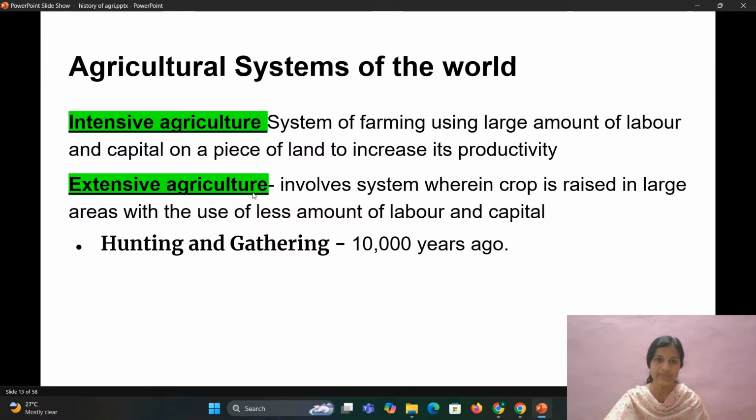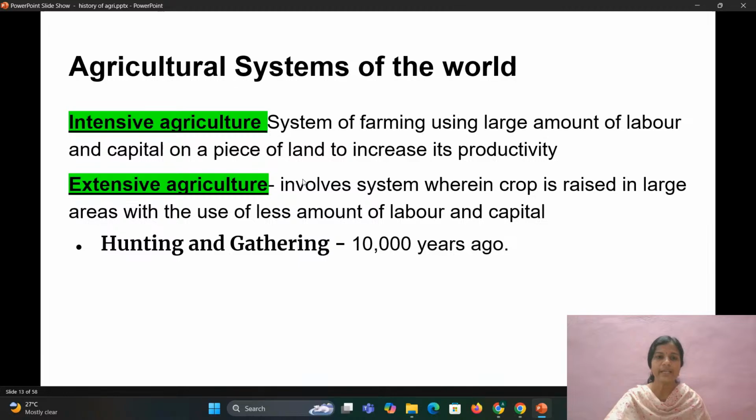Whereas in extensive agriculture, the crop is raised in large areas and individual plant-to-plant attention is not given. Generally, we can say that field crops, the crops that are dealt in agronomy, are cultivated in extensive agriculture, whereas horticultural crops, that is vegetables and fruits, are mainly cultivated as intensive agriculture. That is the major difference. But there are exceptions. But generally, we can say that field crops are grown in an extensive system, whereas horticultural crops like fruits and vegetables are grown in an intensive system.